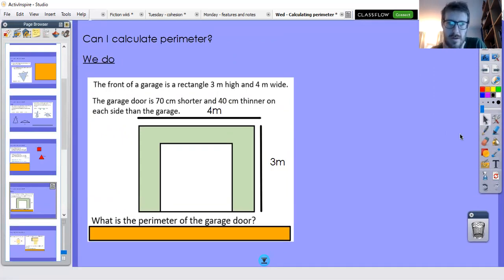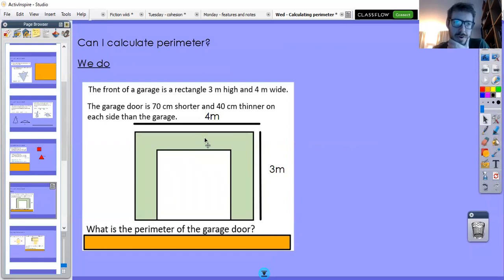Okay. The garage door is 70 centimeters shorter and 40 centimeters thinner on each side than the garage. What is the perimeter of the garage door? So this bit is the garage door. So then we need to find the perimeter of just the door here. Now it's 70 centimeters shorter and 40 centimeters thinner on each side of the garage.